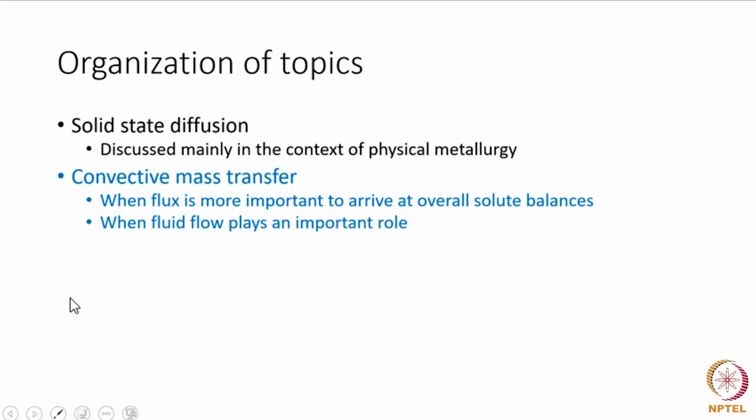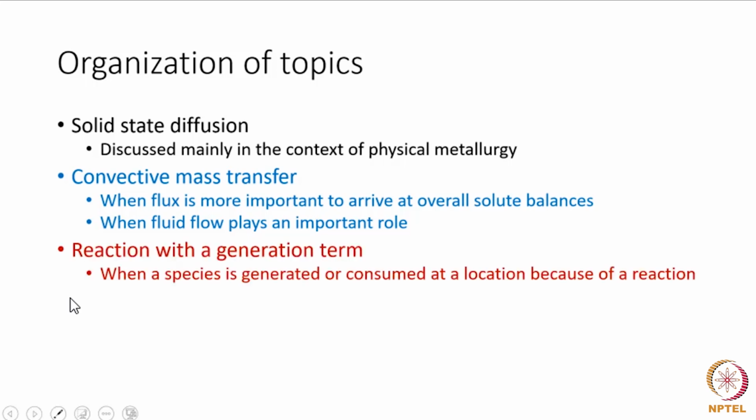That is, borrowing concepts from heat flux, we write what is mass flux and then use that to do the overall solute balance. We also need to talk about convective mass transfer when fluid flow is playing an important role in the evolution of composition changes in our domain. We also need to bring in reactions, because very often we have situations in metallurgy where the species can change their form. So reactions with a generation term are going to be important.